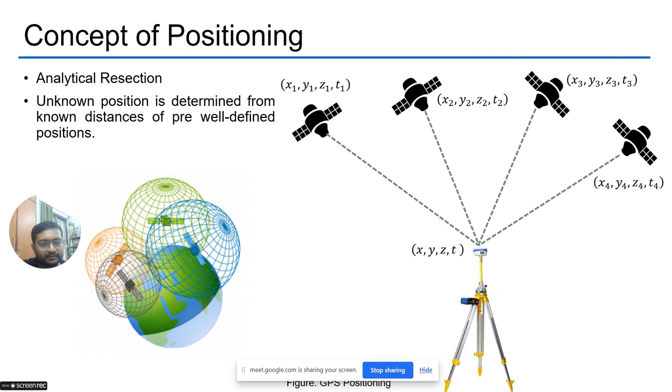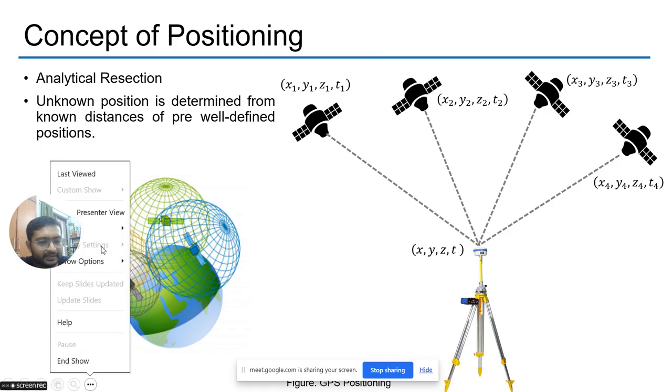Okay, any doubt in this? The basic principle of positioning. Yes, for the time factor. Okay, so what will happen? Basically we want to find a location, so for that we need three parameters: x, y, and z. Is that clear first? Okay, now what will happen in a GPS survey?